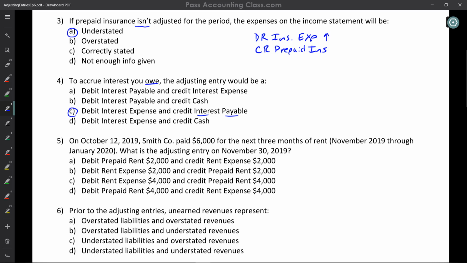It wouldn't be A because we wouldn't debit interest payable because that would reduce our balance. We're saying that we owe more, so that's not right. It wouldn't be B because interest payable, the same thing. We're not going to debit it. That would decrease the balance of what we owe. And here we're saying that we owe more, so that wouldn't be B either. And then it wouldn't be debit interest expense and credit cash because we haven't paid it yet. So it's not D because we haven't paid it yet.